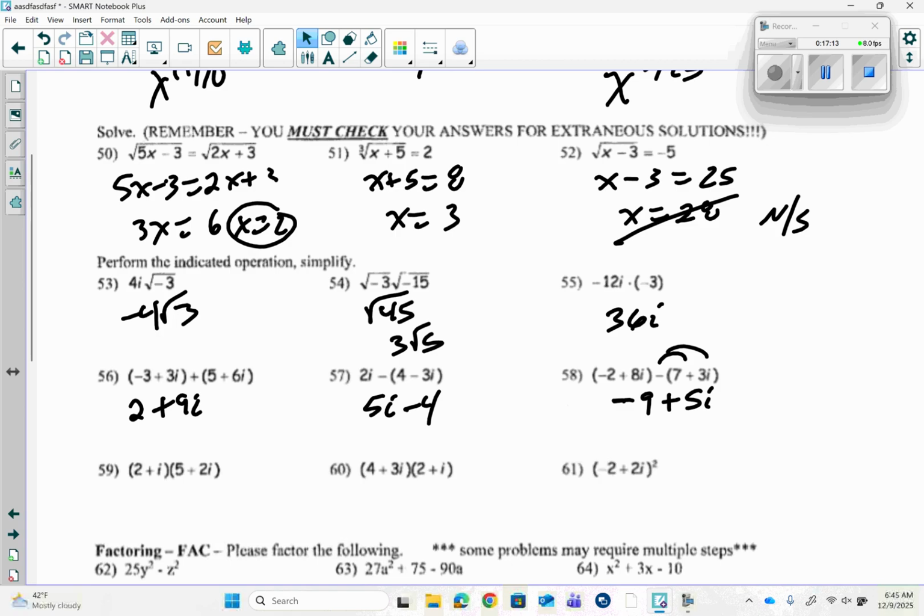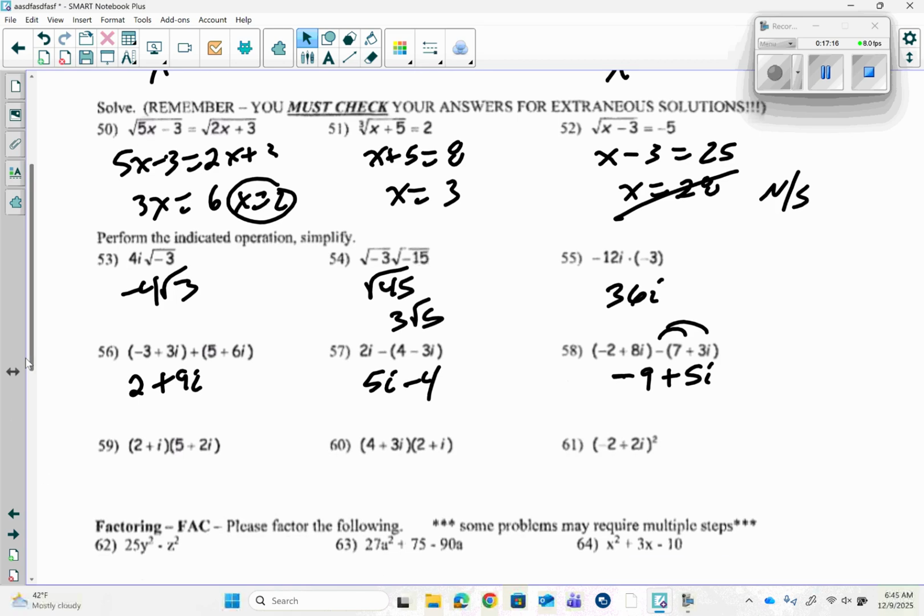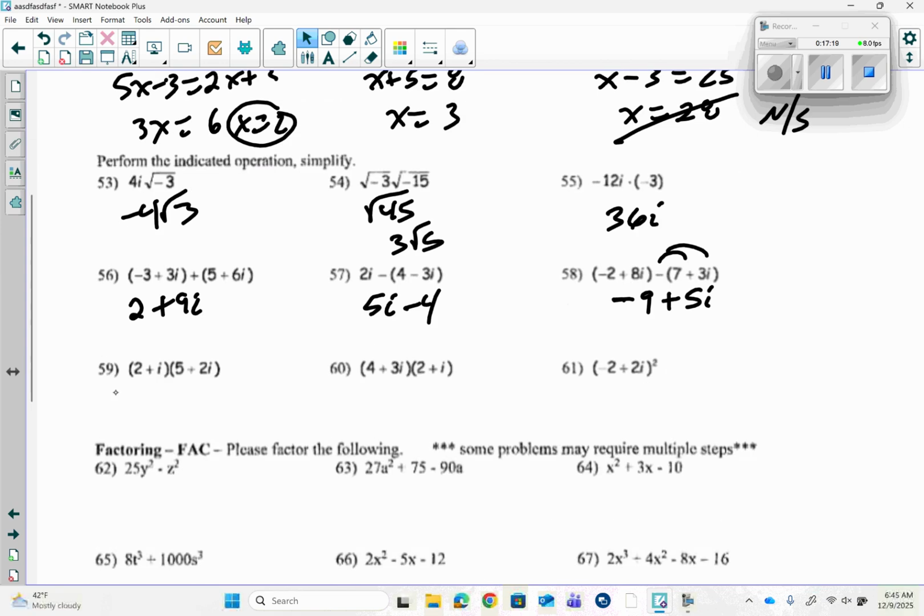This one, if I FOIL it out, let me move it down. This is going to give me outside, or at first, 10 plus 4i plus 5i plus 2i squared. 2i squared is going to be -2, so 10 minus 2 is 8, and that's a plus, so plus 9i.